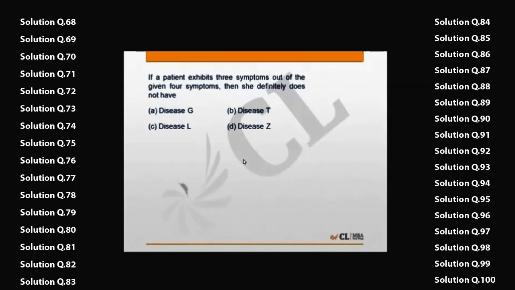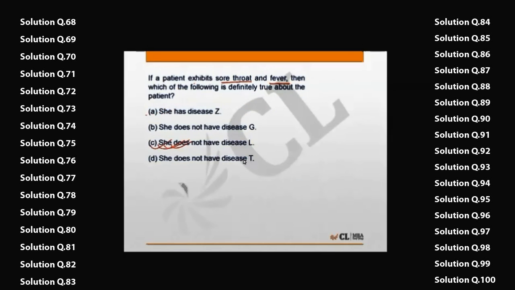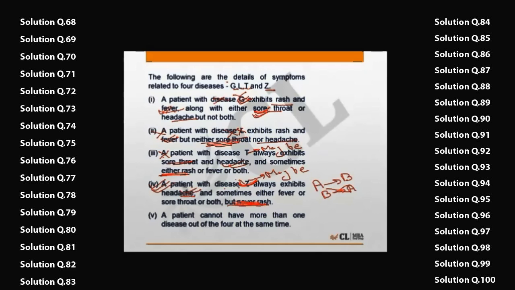Now, looking at the last question of the set, this says that if a patient exhibits 3 symptoms out of the given 4 symptoms, then she definitely does not have. So this patient in the last question of the set exhibits 3 symptoms. Let's come back to the conditions.